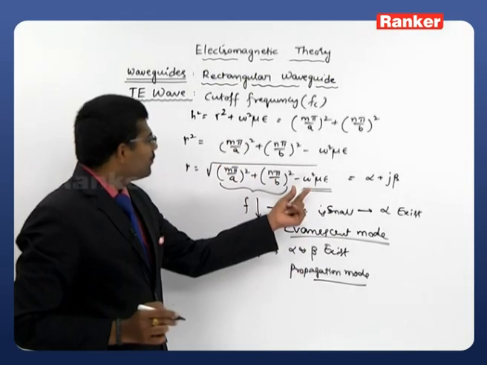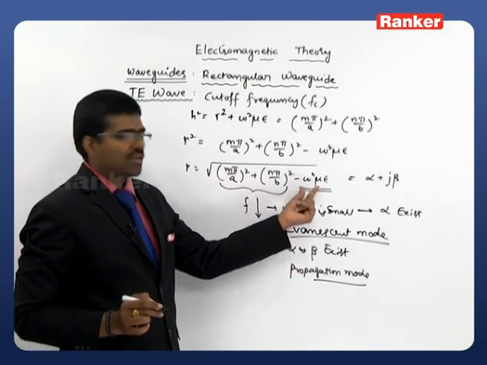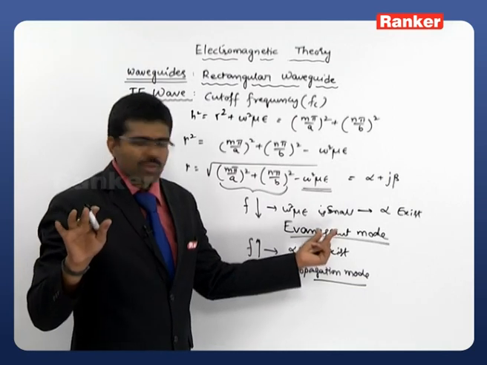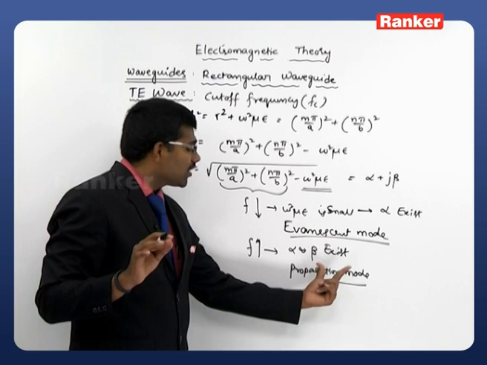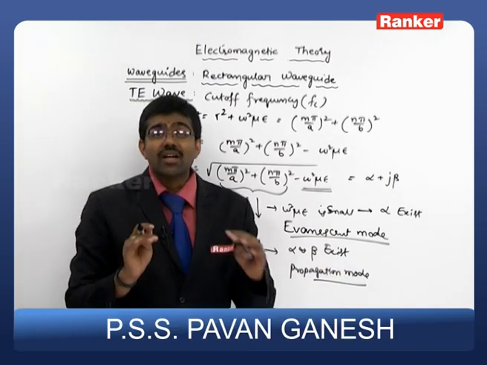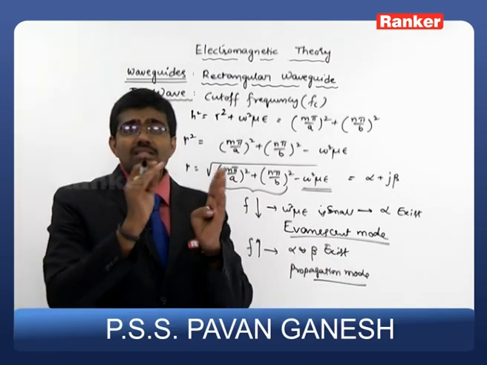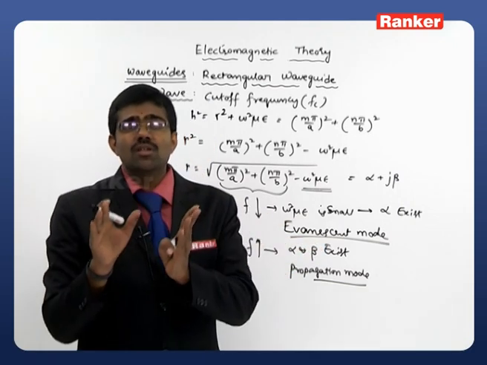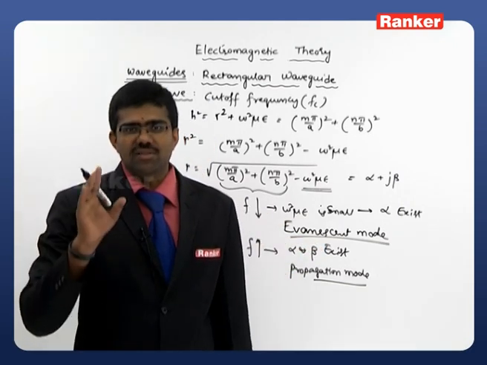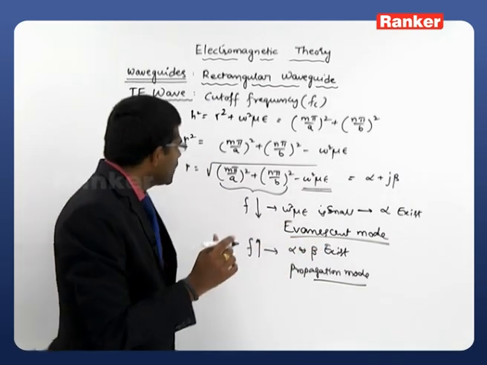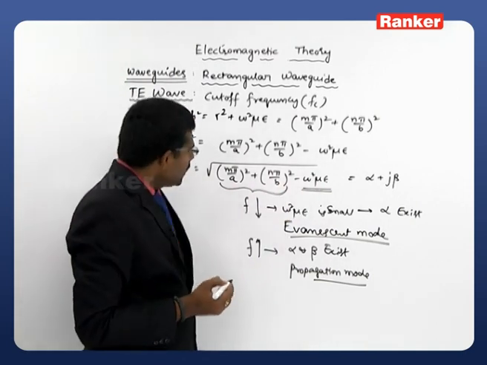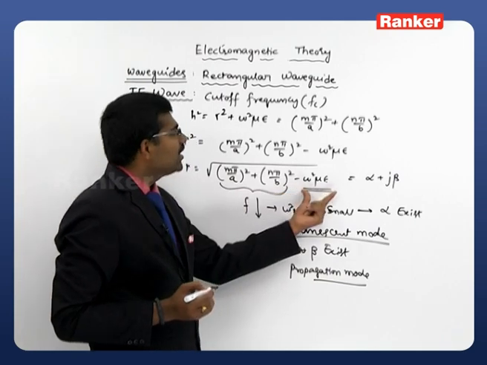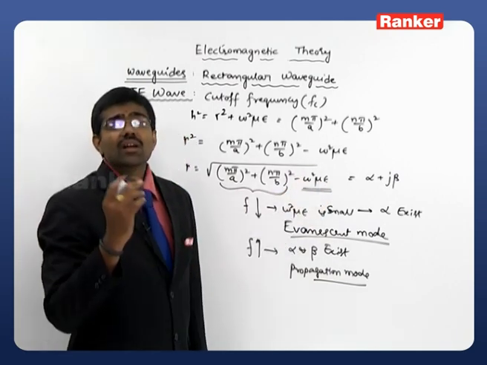So for lower frequencies, we observe the evanescent mode, where no wave exists. When alpha and beta both exist, that is at high frequencies, it is called the propagation mode. The frequency at which it shifts from the evanescent mode to the propagation mode is called the cutoff frequency. That cutoff frequency exists exactly when these two terms are equal.